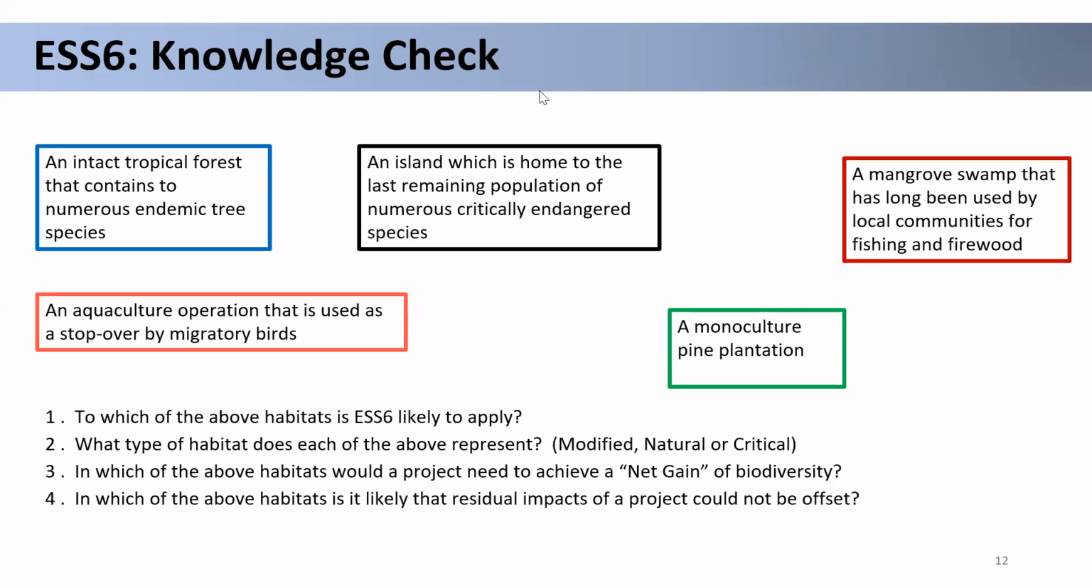So on the second question, what type of habitat does each of these represent? Maybe I can just ask you to write down which habitat you would consider a critical habitat here. Unless somebody wants to talk, then it's easier to answer what is modified, what is natural, and what is critical. But otherwise, maybe in the chat, you can just write what you consider a critical habitat in this case.